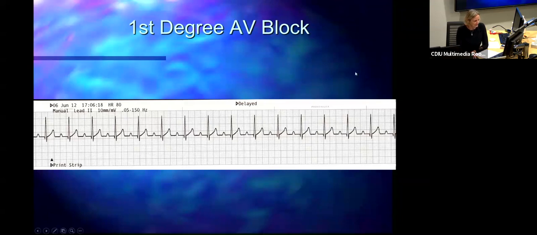Yeah, so if we look at our P to P rate, again, we have 1, 2, 3, 4, 5, 6, 7, 8. And if we look here, that one is kind of on the other side of the line, but we're going to take him. So it's 1, 2, 3, 4, 5, 6, 7, and he's on the other side. So we've got 80 Ps and we've got 80 Rs. So we've got one-to-one conduction.